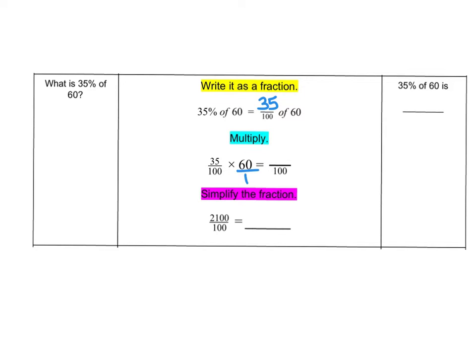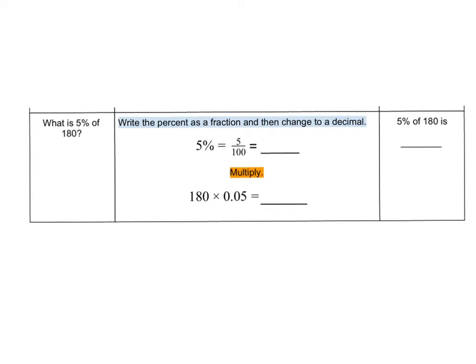So remember, when we multiply fractions, we multiply the numerators and we multiply the denominators. So 35 times 60 gets me to 2,100. 100 times 1 gets me to 100. So I have 2,100 divided by 100. I'm going to simplify that, and I end up with 21. So 35% of 60 is 21.